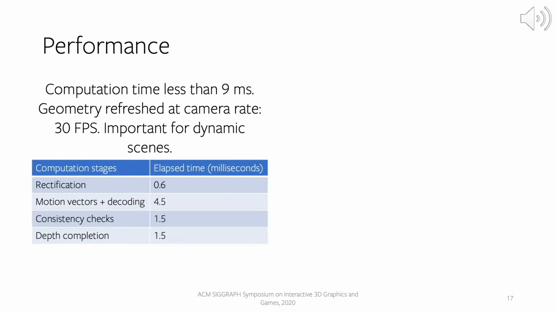Our total computation time is less than 9 milliseconds. Therefore, we can refresh the geometry at camera rate, which is 30 Hz. It is important to refresh the geometry at high frame rates to ensure that the user has a comfortable experience while looking at dynamic scenes.